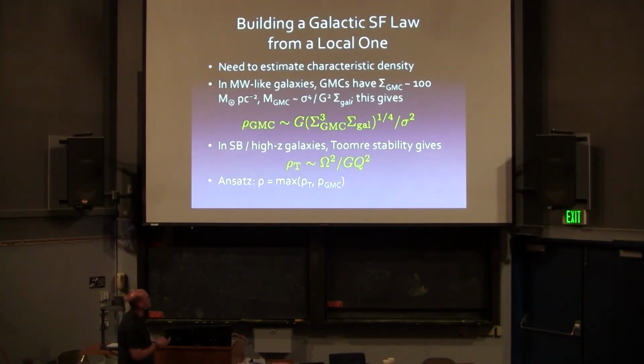Just as a simple ansatz, you can say, suppose the density in the star-forming clouds in the galaxy is whichever of these two gives me a higher estimate. That is, the gas will either be at the density demanded by Toomre Q equals 1, or the density of isolated molecular clouds that are decoupled from the galactic scale flow. If you do that, then I can assign a characteristic density to every galaxy.